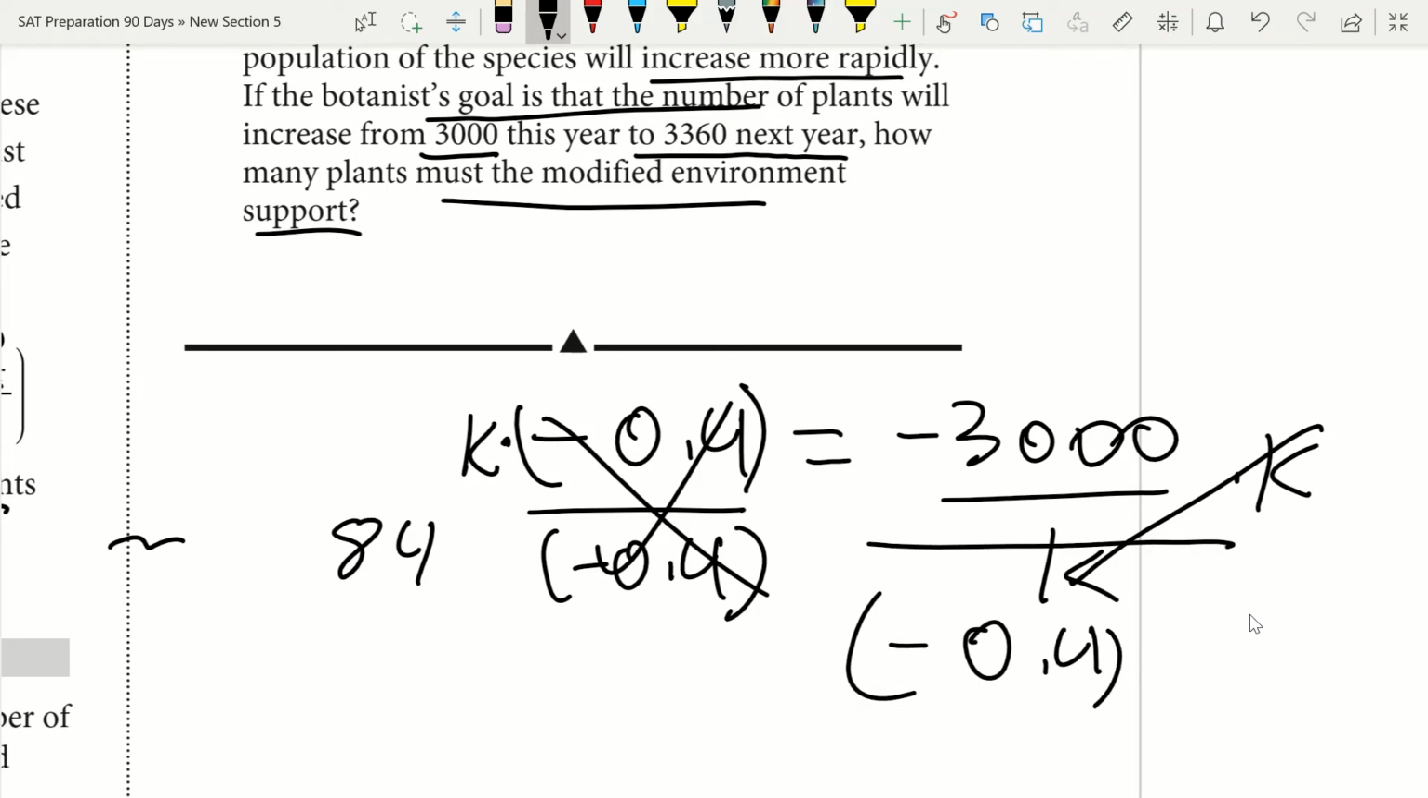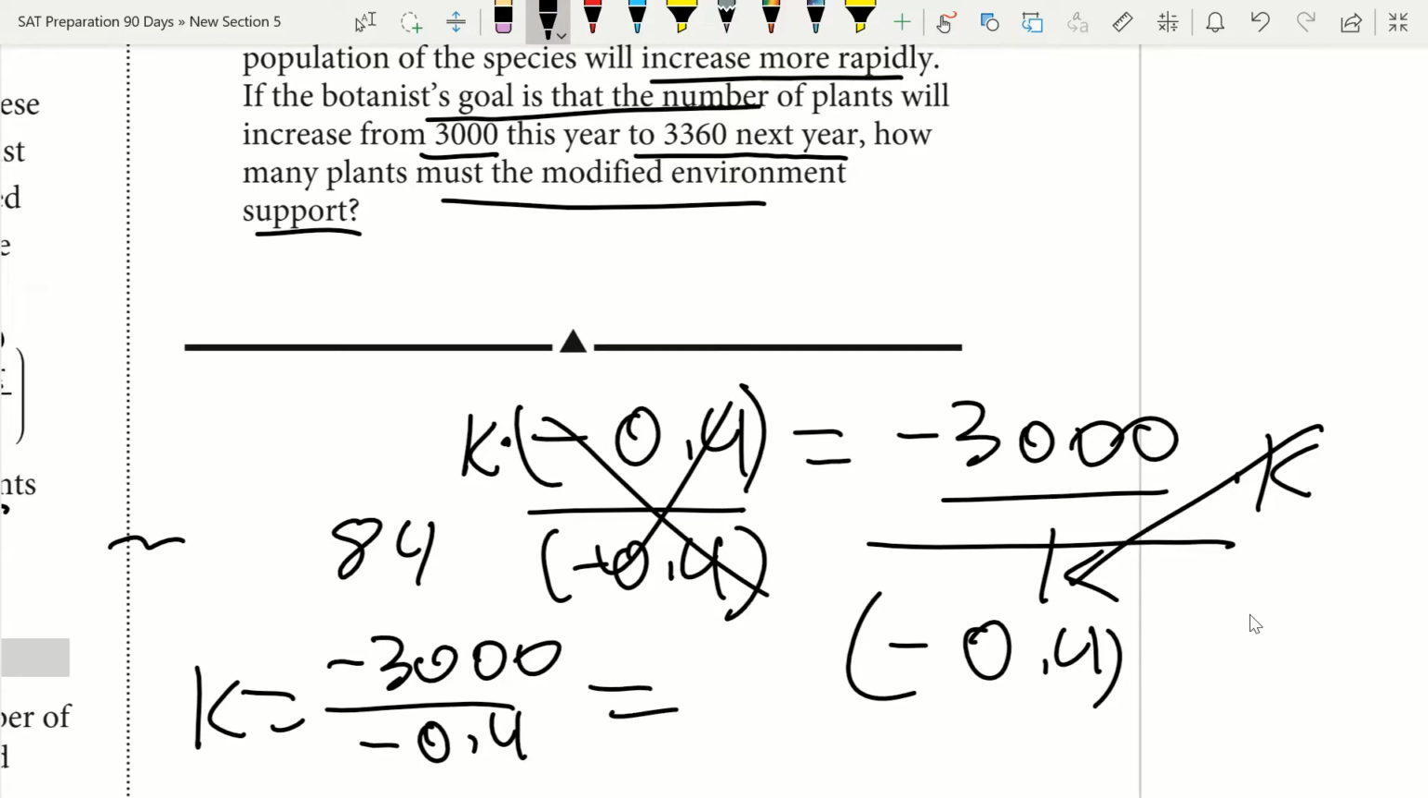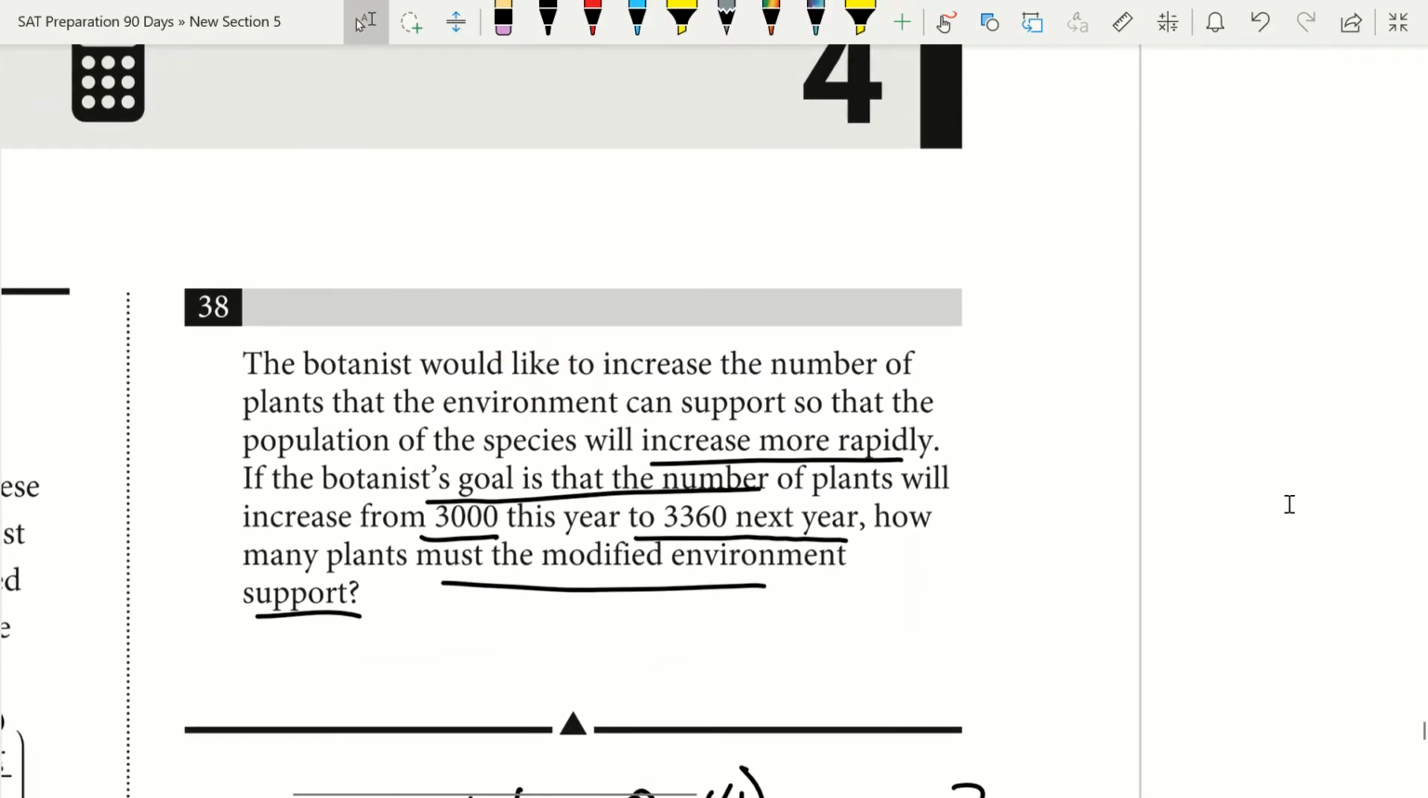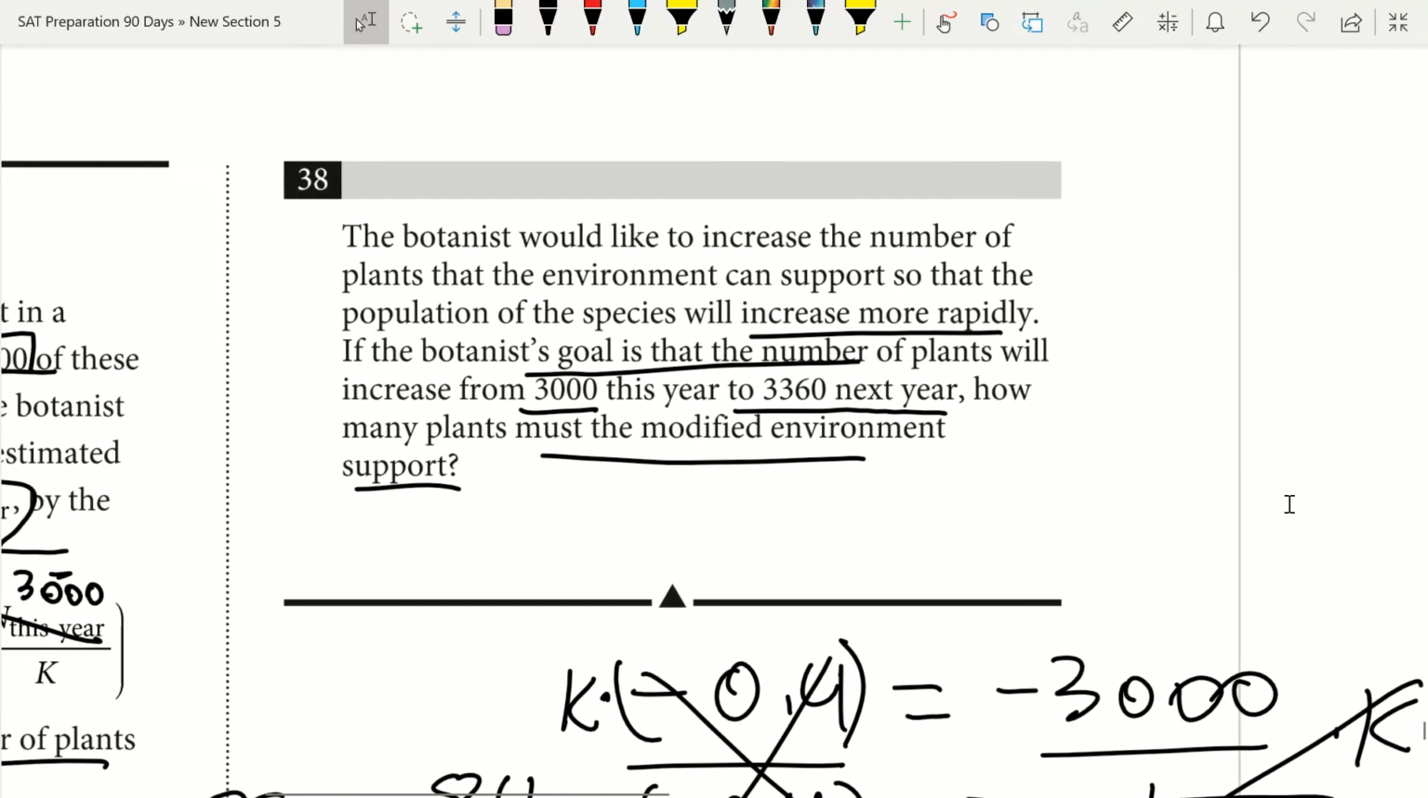I'm going to plug that in my calculator and solve for K. K is going to equal that negative 3,000 over negative 0.4. Our negatives are going to cancel, and let's see what we're left with. 3,000 over 0.4, that's going to give us 7,500. So our answer there is going to be 7,500. Obviously that's a very, very large number, big increase from what we had in 37, dealing with that 4,000 for K.